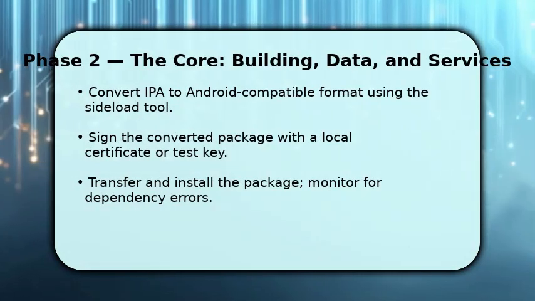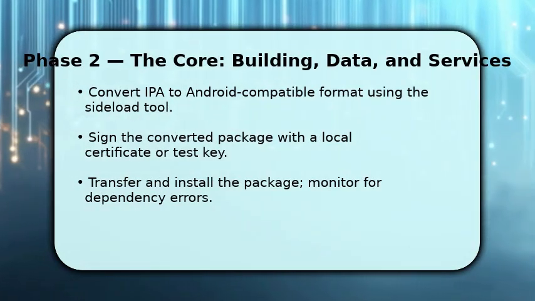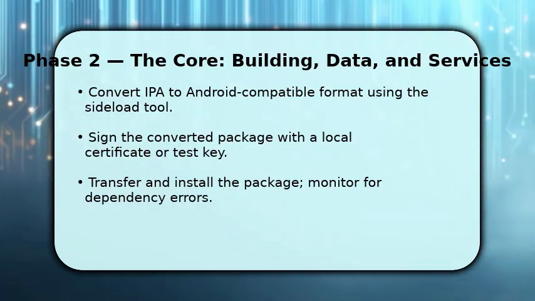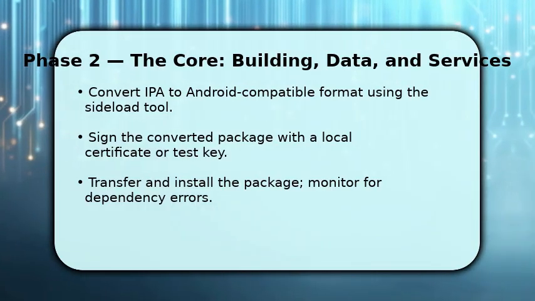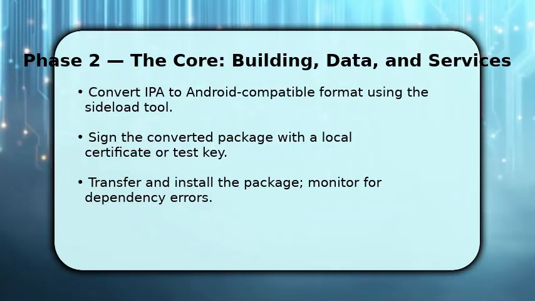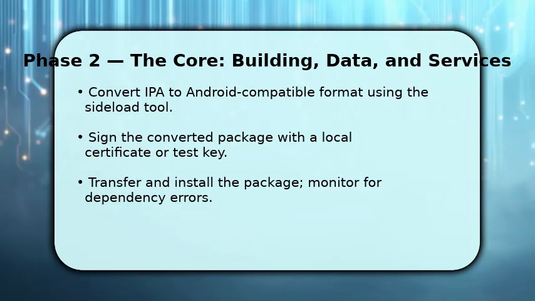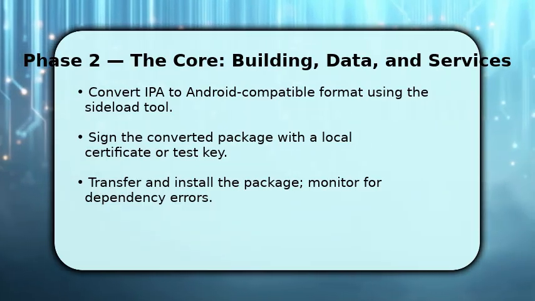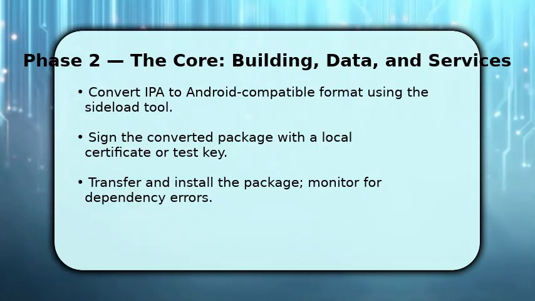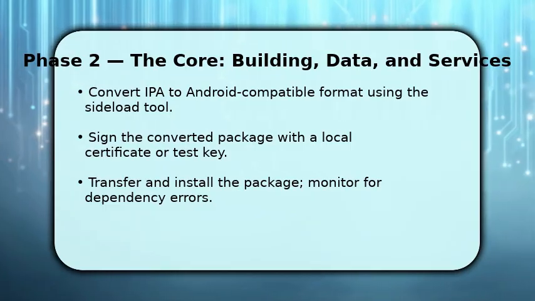Now convert the IPA into an Android-readable package using your chosen sideload tool, because direct installs won't work. Once converted, sign the package with a local certificate or test key so Android accepts it. Unsigned apps are blocked. Transfer the signed APK to your device via USB or direct download, and install while watching for missing library or signature errors.